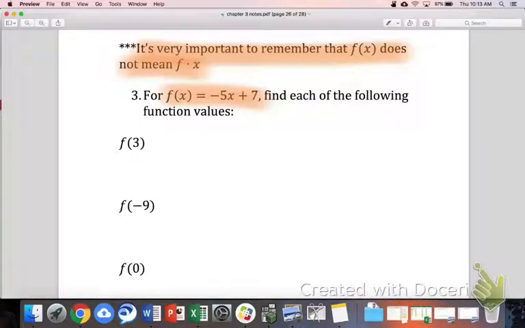What is the very first thing we're going to do with our function machine? Look at the next line down. What are we going to do with it? Plug in. We're going to plug in a 3.